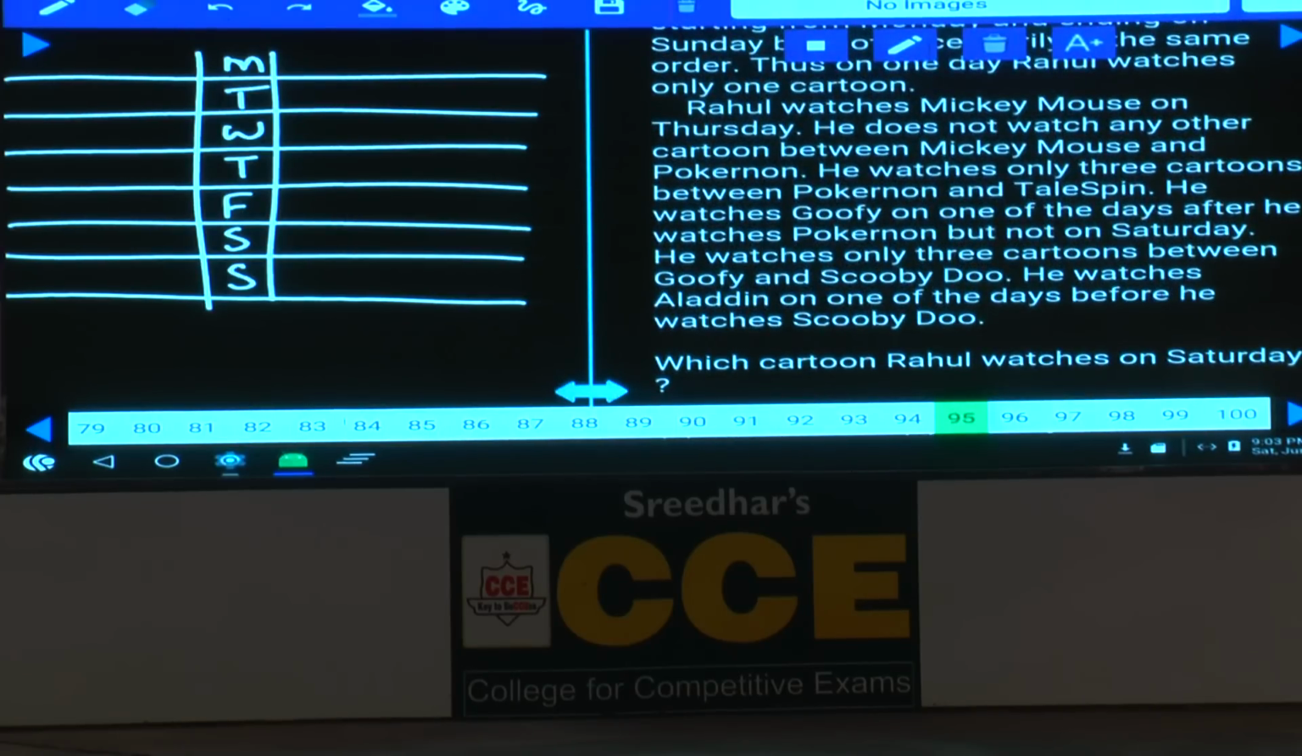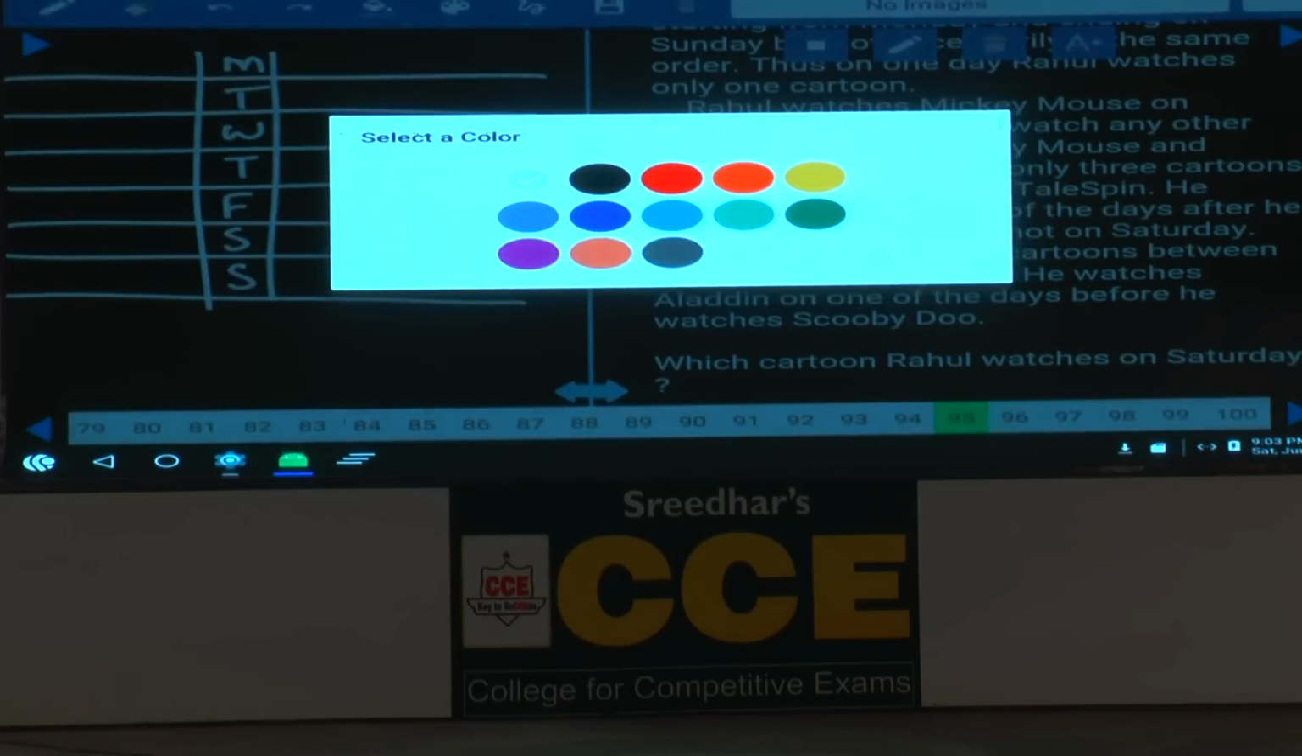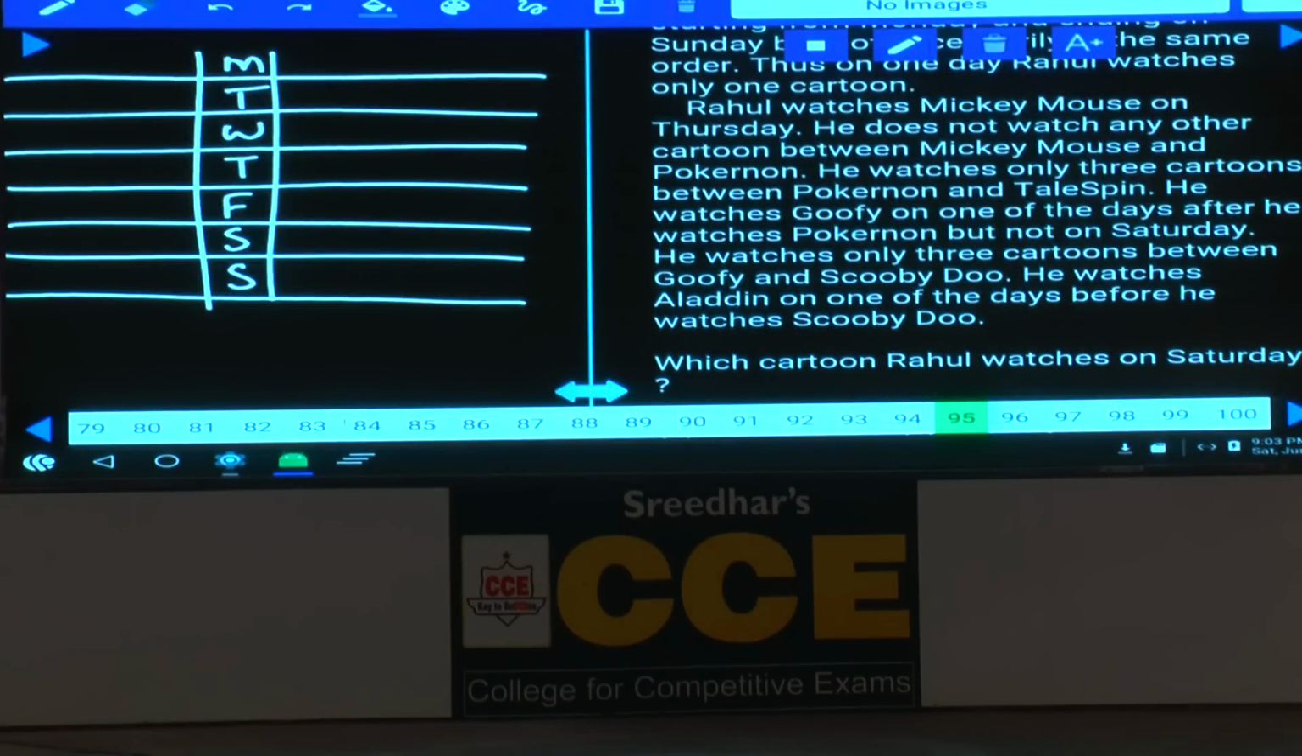Then condition number 1, Rahul watches, now this Rahul watches Mickey Mouse on Thursday. Thursday Mickey Mouse, this is fixed, isn't it? The next one, he does not watch any other cartoon between Mickey Mouse and Pokerman. Hence between Mickey Mouse and Pokerman, there is no other channel, isn't it? Hence these two must be adjacent to each other.